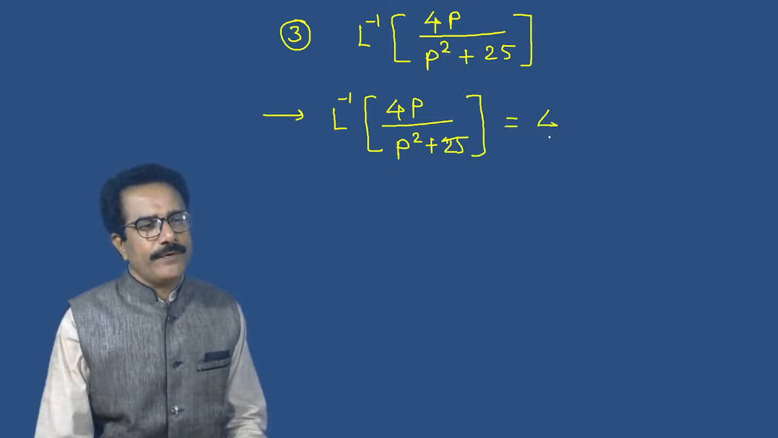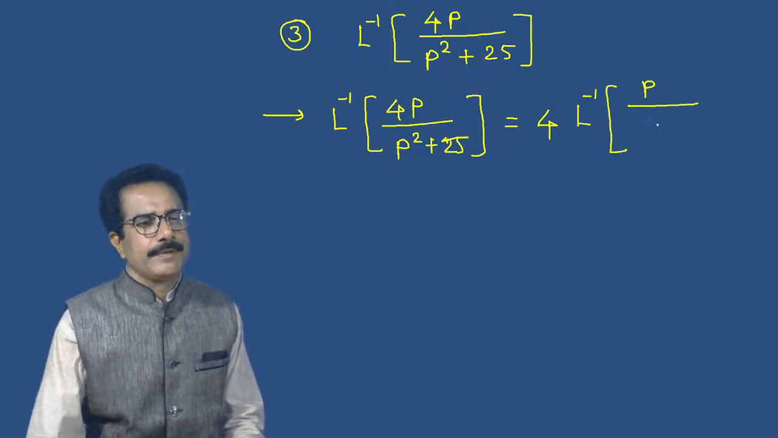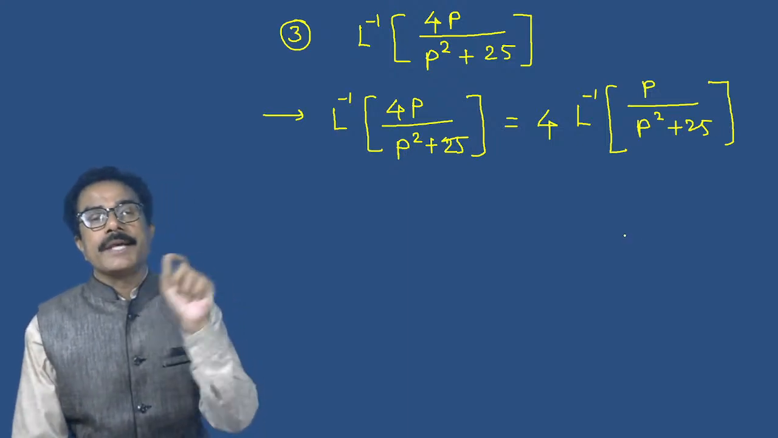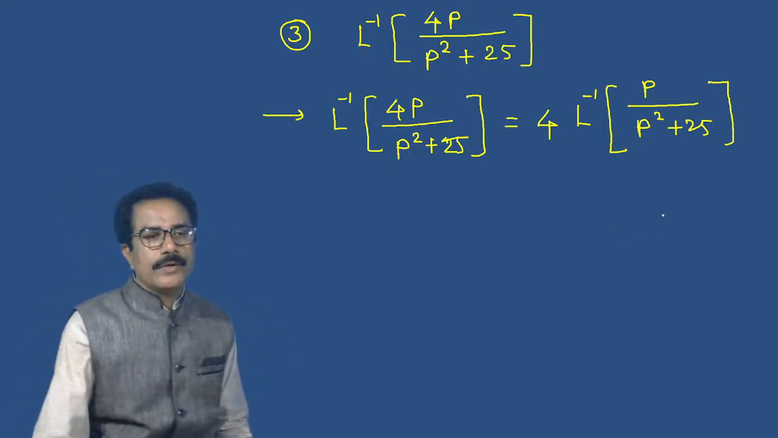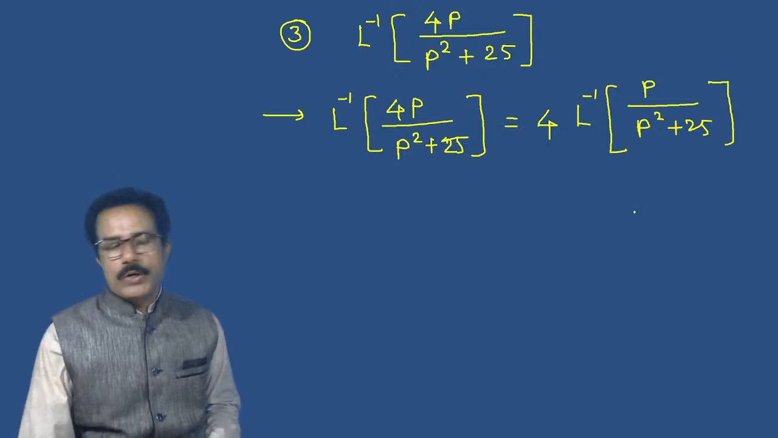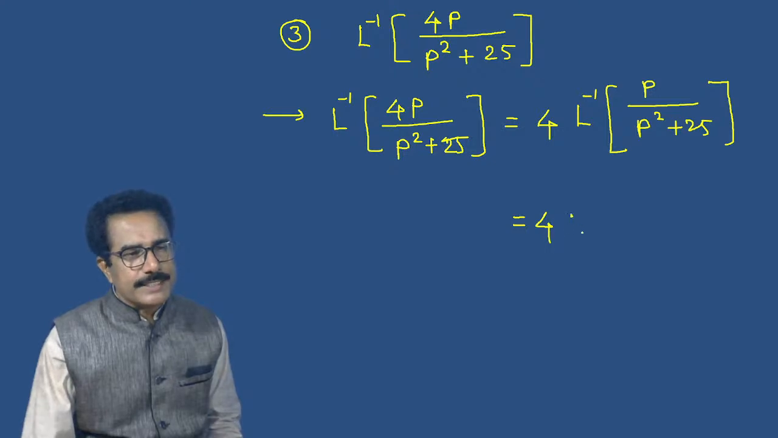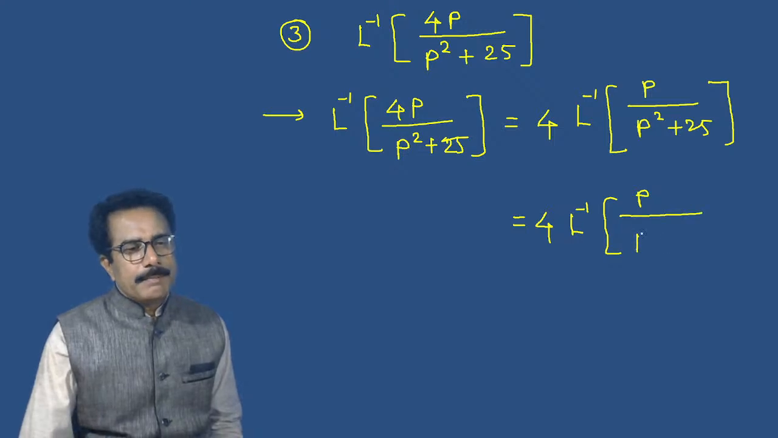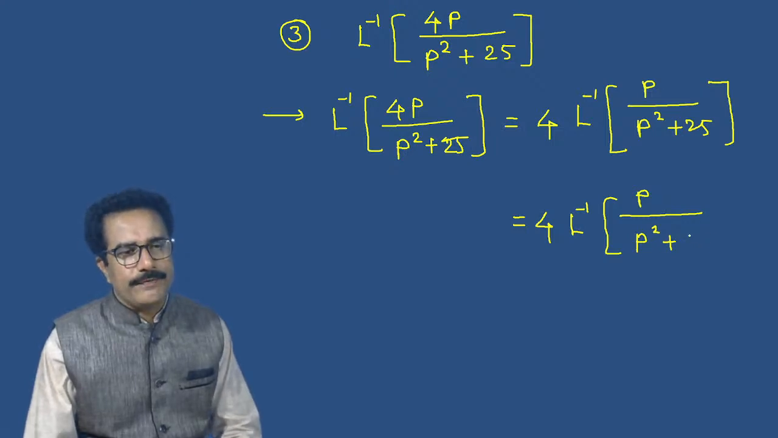So you can take 4 out of the inverse transformation. So p divided by p square plus 25. Here you cannot take p common because p is not a constant. This is the Laplace transform variable. So keep this 4 as it is, L inverse of p divided by p square plus 25. Means we can write it as 5 square.